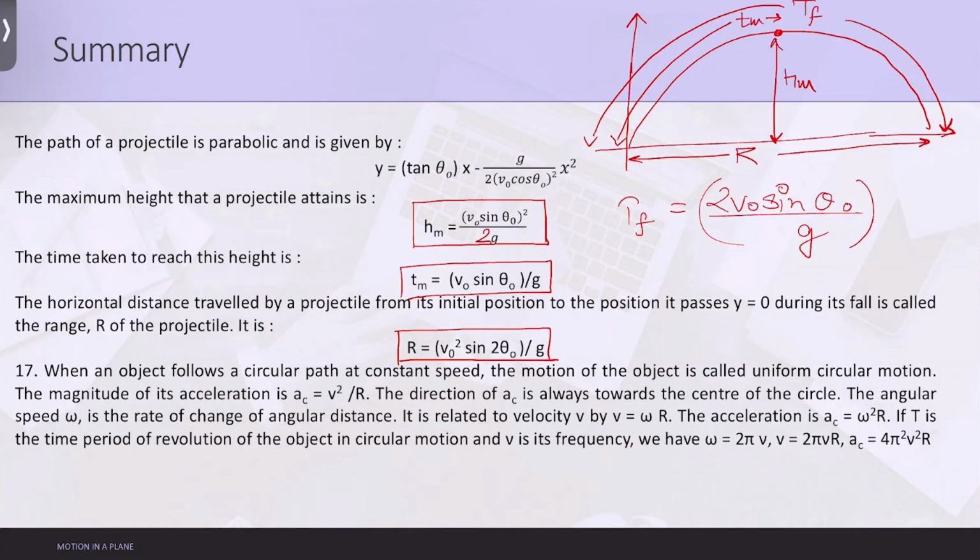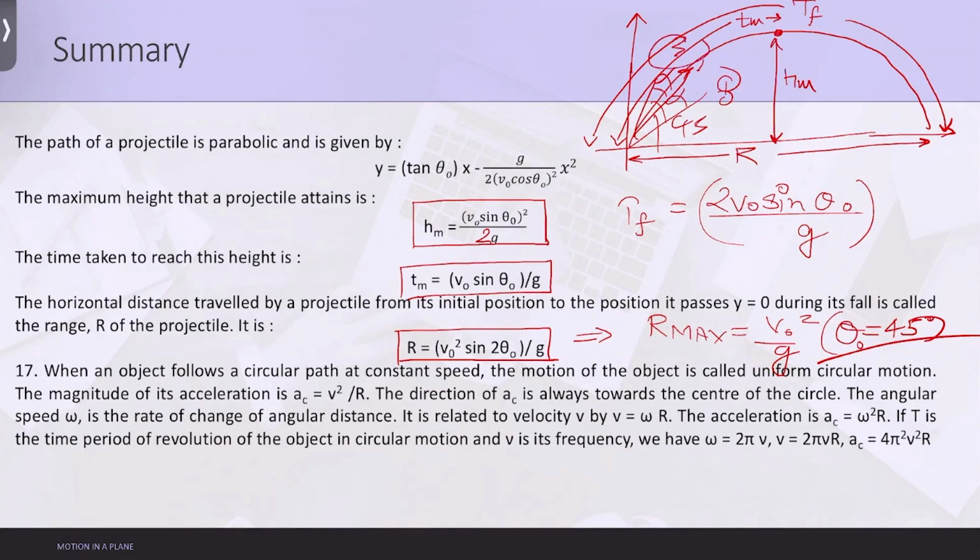And what else can be entered here? Also, what is the maximum value of range? R max is equal to v naught square by g, and it is obtained when theta naught is equal to 45. Okay. Also, we understood one more thing, that if we differ by an alpha at both these locations from 45 degrees, then the range value is the same for both these projections, below and above. That value is v naught square by g into cos 2 alpha. Okay, so you can refer back. I have explained that example also in projectile motion.